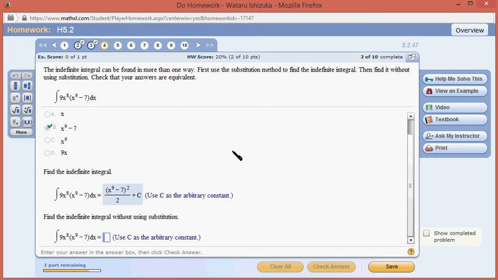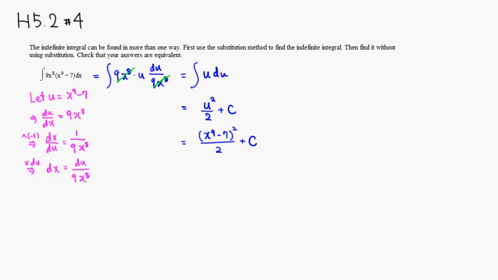Alright, so now without using a substitution. Let's try that too. So instead of using a substitution, what we can do is distribute 9x to the 8th to both terms. So here is the alternative way. So I'm just going to do it here. All right. Then you would have the integral.